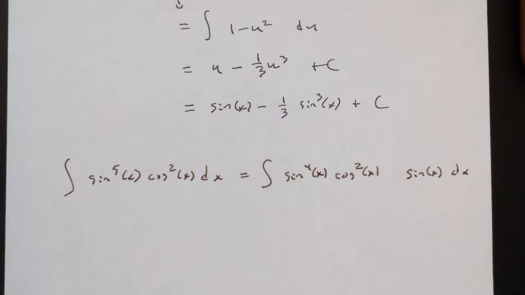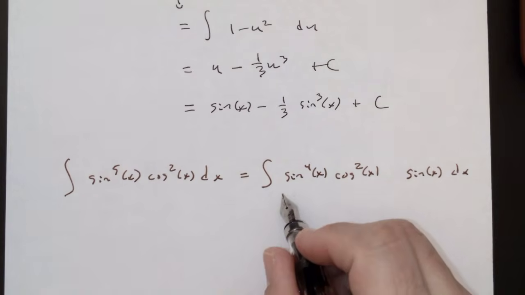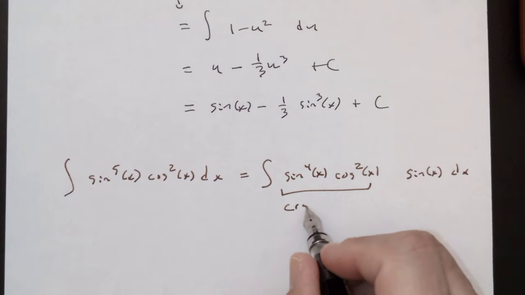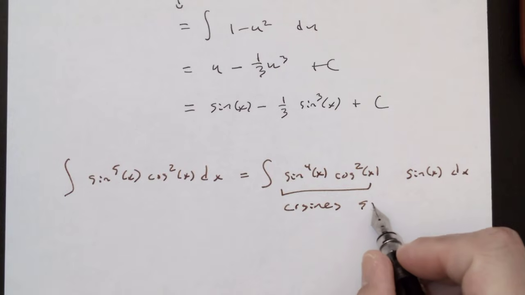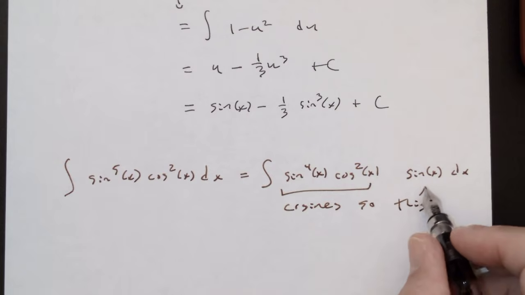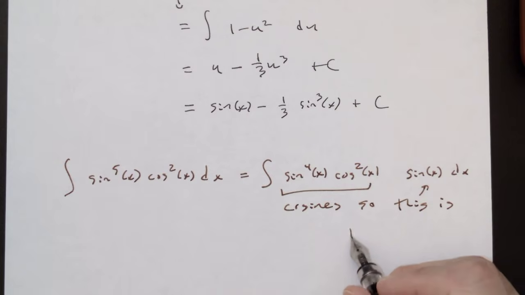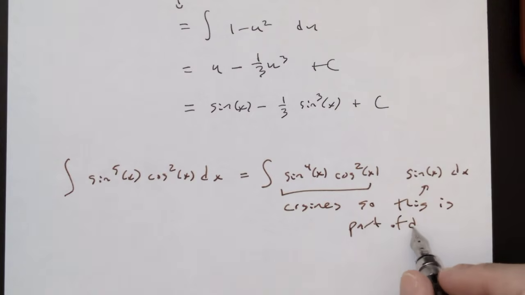Well, but I could fudge the minus sign, couldn't I? I could just do u as cosine, and then I'd have a minus sign floating around that I need to adopt somewhere. So I should write the rest of this in cosines. So how can I turn this stuff into cosines? So this is part of du.